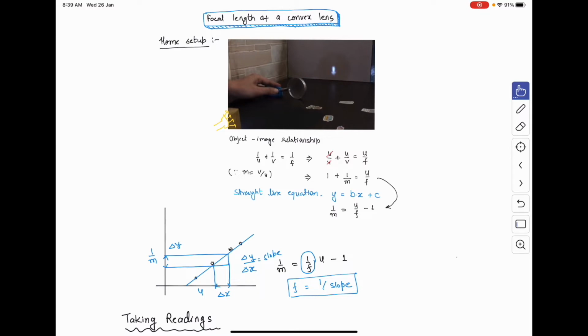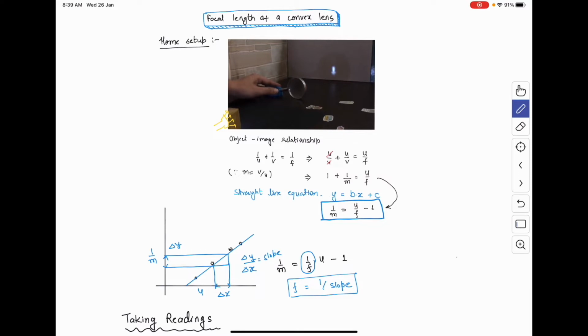In order to do this, we have to measure object distance and image distance. So our object image relationship is given by 1 by u plus 1 by v equals 1 by f. If we do some arithmetic and incorporate the formula for magnification, which is v by u, we get our final expression as 1 by m equals u by f minus 1. If we compare it with the straight line equation y equals bx plus c, b is the slope of the line and c is the intercept.